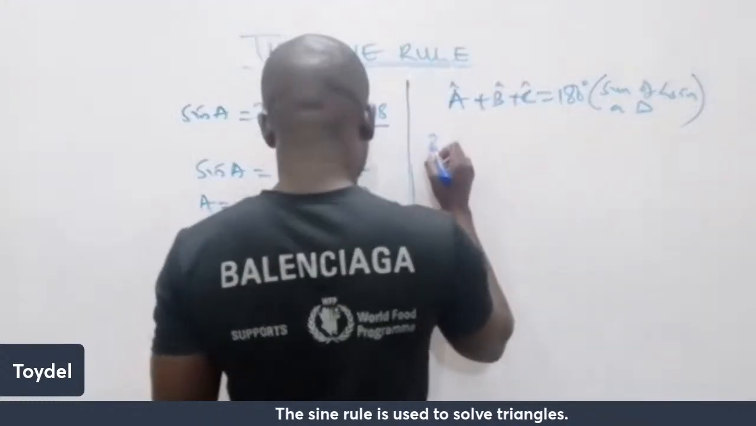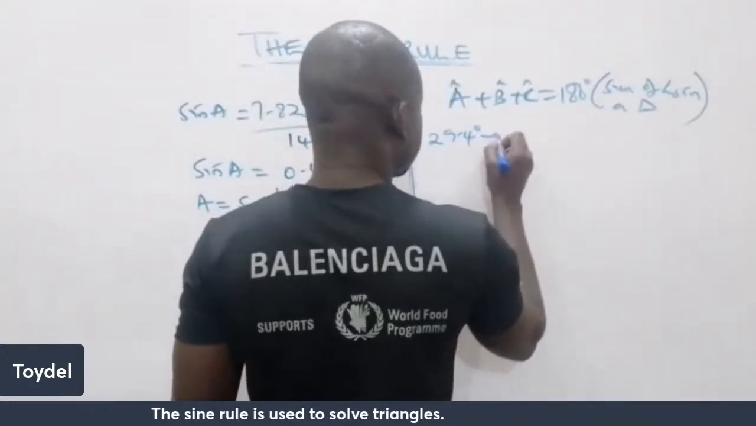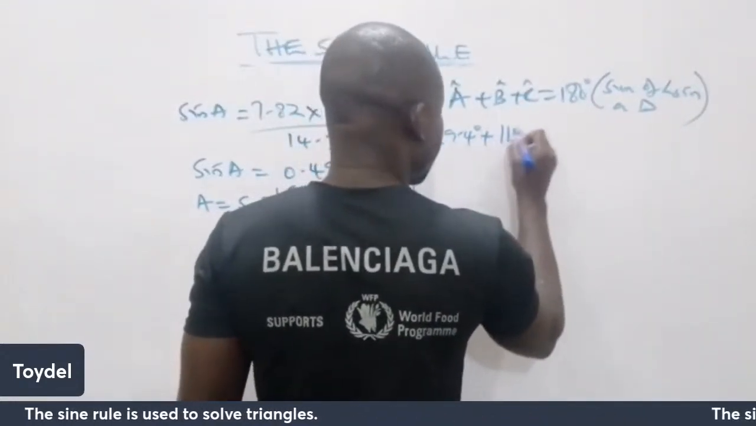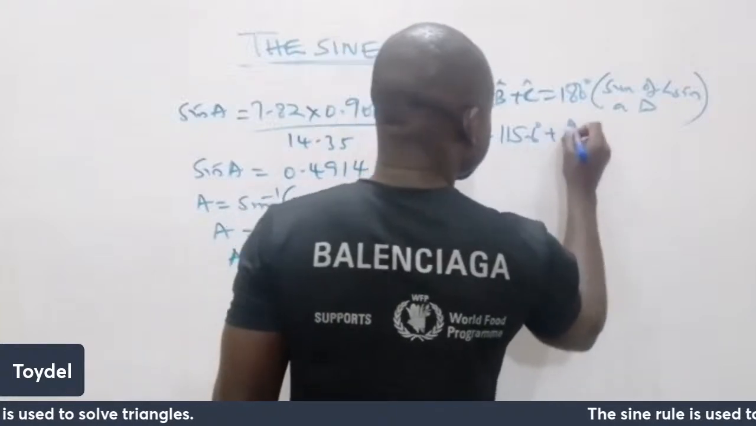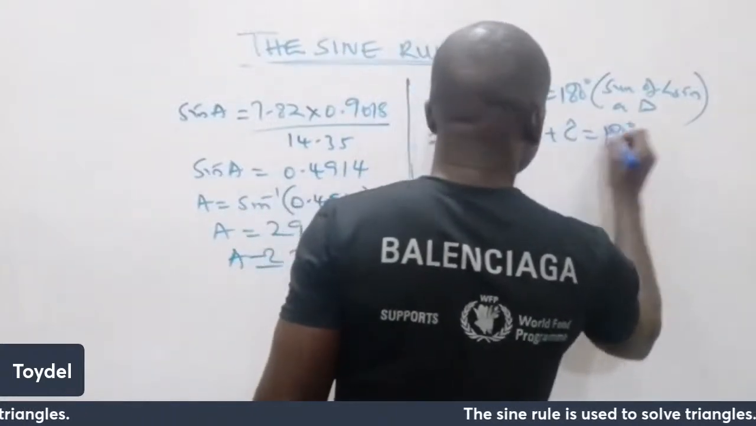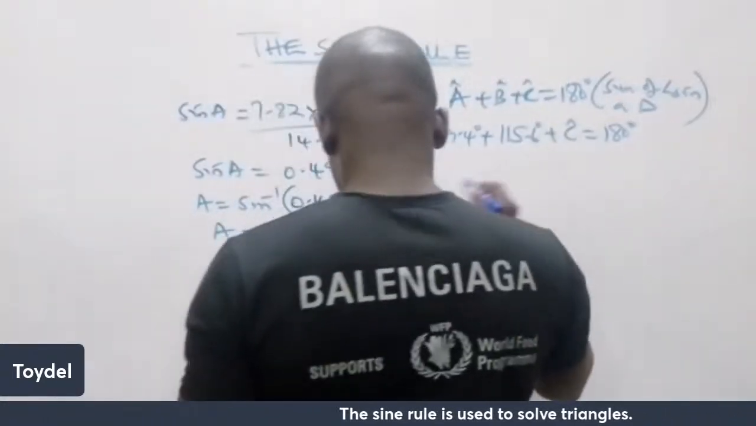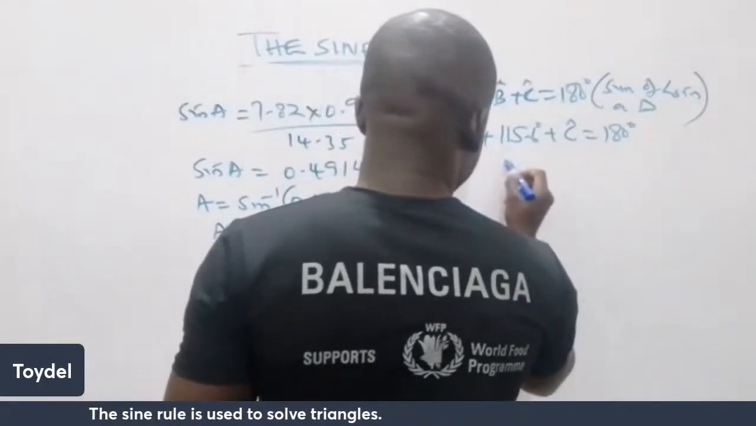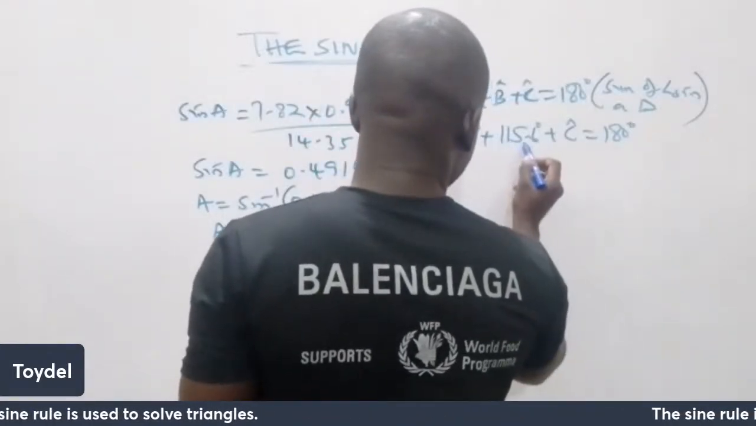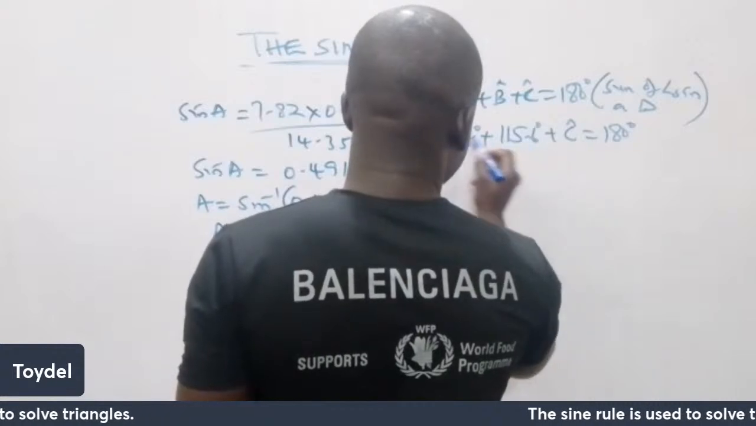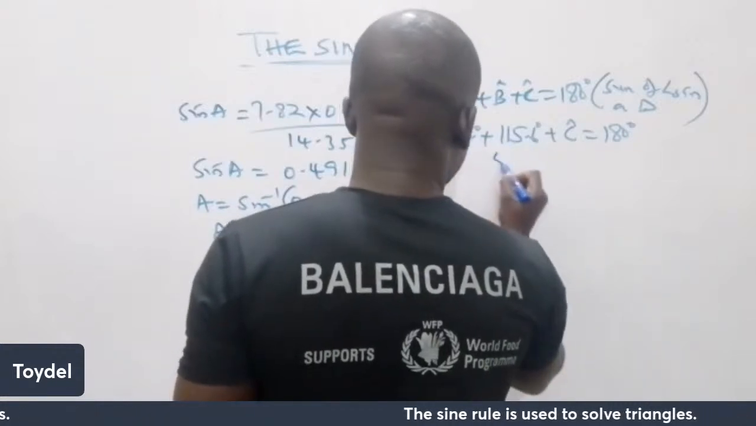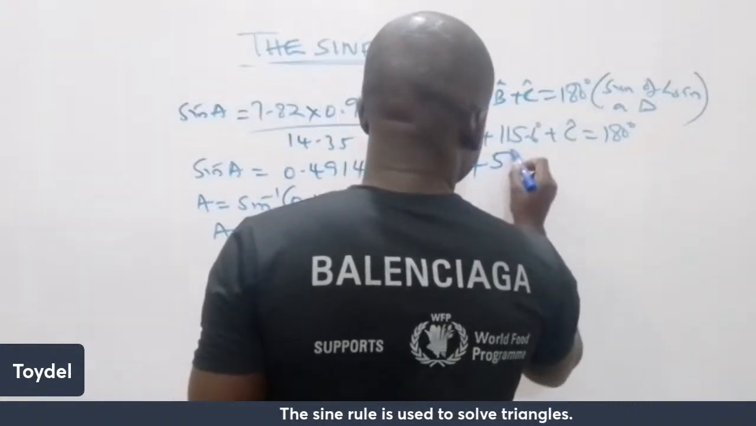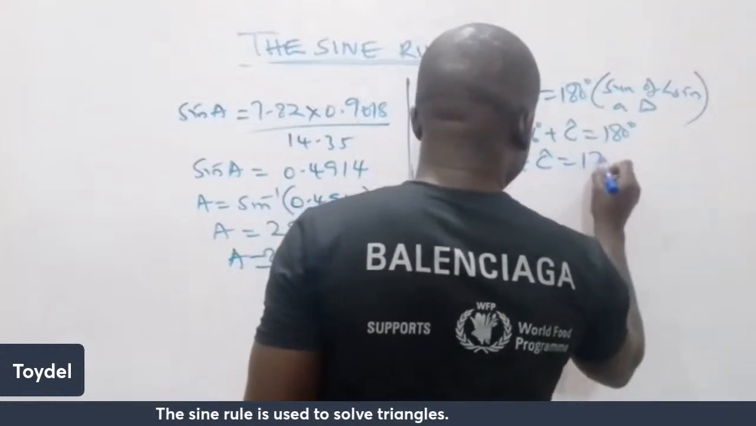Okay, we know angle A to be 29.4 degrees. We know angle B to be 115.6. Then plus angle C is equal to 180 degrees. So if you add these two together, here will be 0, remainder 1, 4. Here will be 5. 145 degrees plus angle C is equal to 180 degrees.